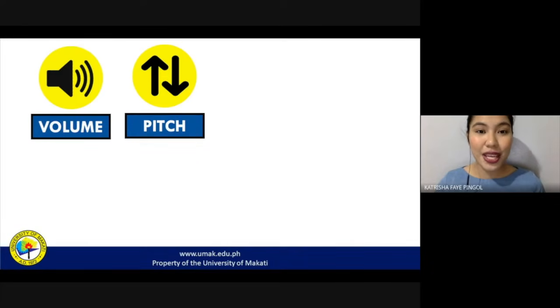Next is the pitch. If volume is how loud and how soft, pitch on the other hand is how high or how low your voice is projected. Pitches may vary depending, of course, on the message or the intention of the message that you are saying, the sentence that you are saying. It might vary depending on the rules of the language as well.